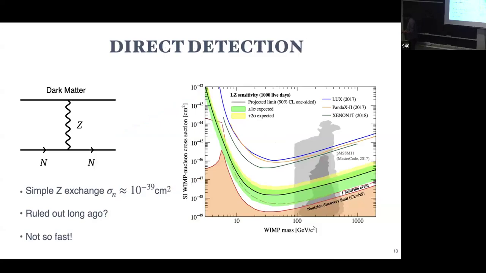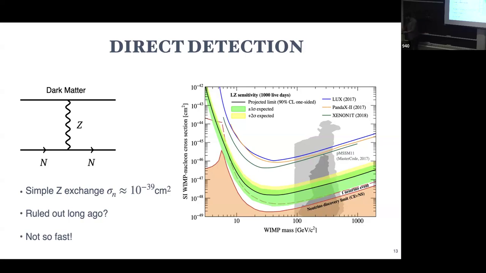And then what do we have left? We have left direct detection. And you could ask, okay, this is a simple Z exchange after all. I'm talking about an electroweak doublet. And the cross section should be 10 to the minus 39 centimeters squared. It's just that cross section. Just put a Z. It's trivial to calculate. This is a tree level diagram, and this should all be ruled out long, long ago. We are talking about 10 to the minus 47 centimeters squared type cross sections today, right?